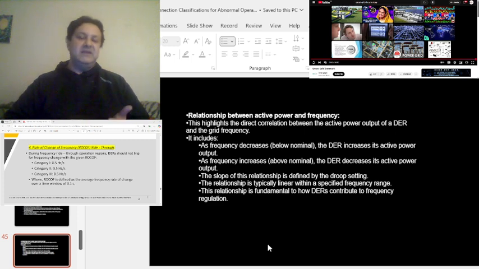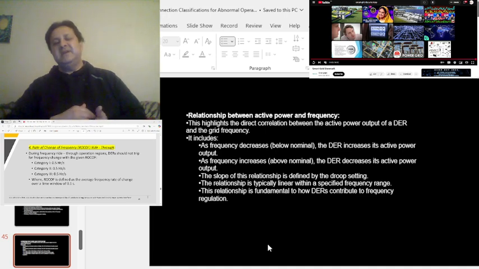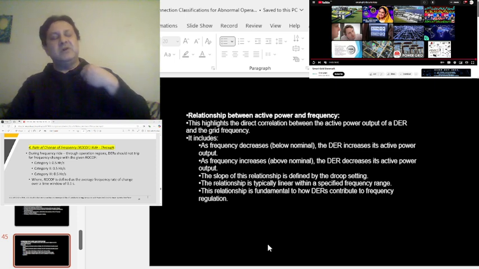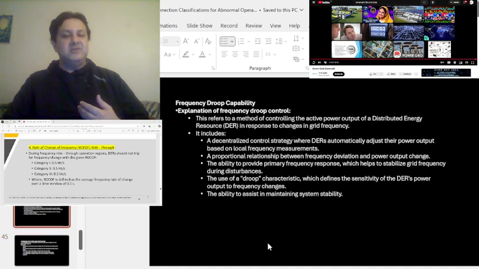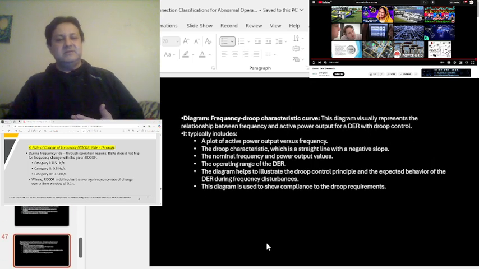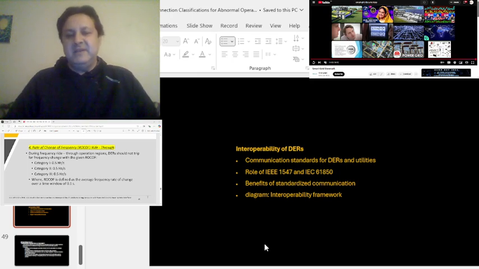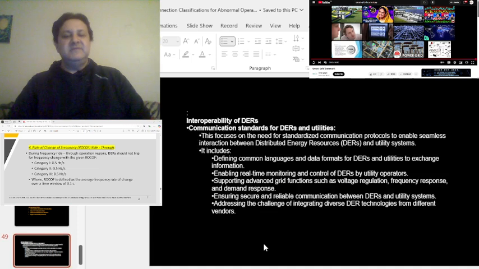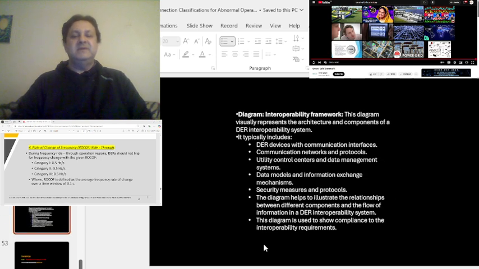So now we have covered high voltage and low voltage ride-through, categories 1, 2, and 3. We have covered the frequencies, where we talked about the rate of change of frequency and the droop capability. So I think this part is almost done. Then interoperability of the DRs, communication standards, and IEC 61850 will be covered by my friend Mohammed.